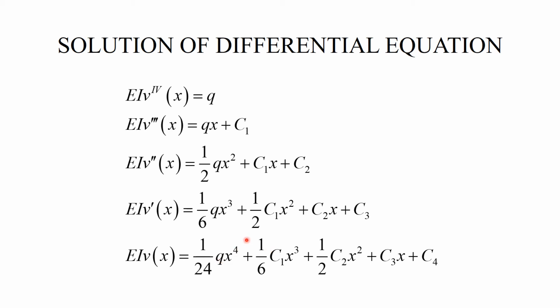It involves the known term proportional to the applied load, and it involves four integration constants, c1, c2, c3, and c4. To find these constants, we proceed with evaluating the boundary conditions. So let us see how it works.